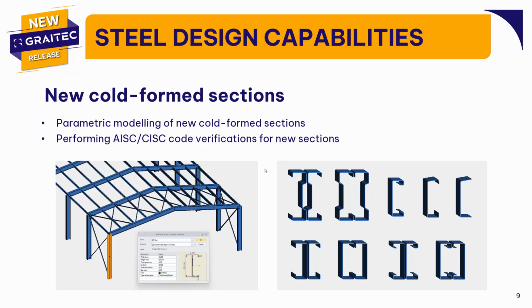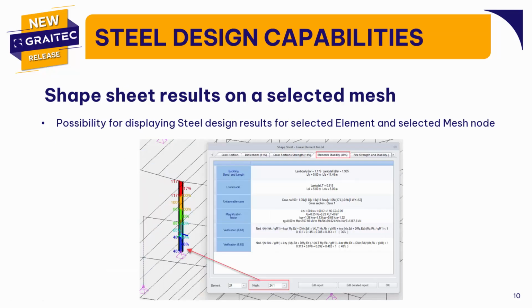On top of the standard light gauge or cold form sections that we already had in Advanced Design, we have now added extra shapes, which are parametric. As you see here, you can select the shape, assign the parametric values, and now you can perform your code-based checks for structures that are using cold form sections.